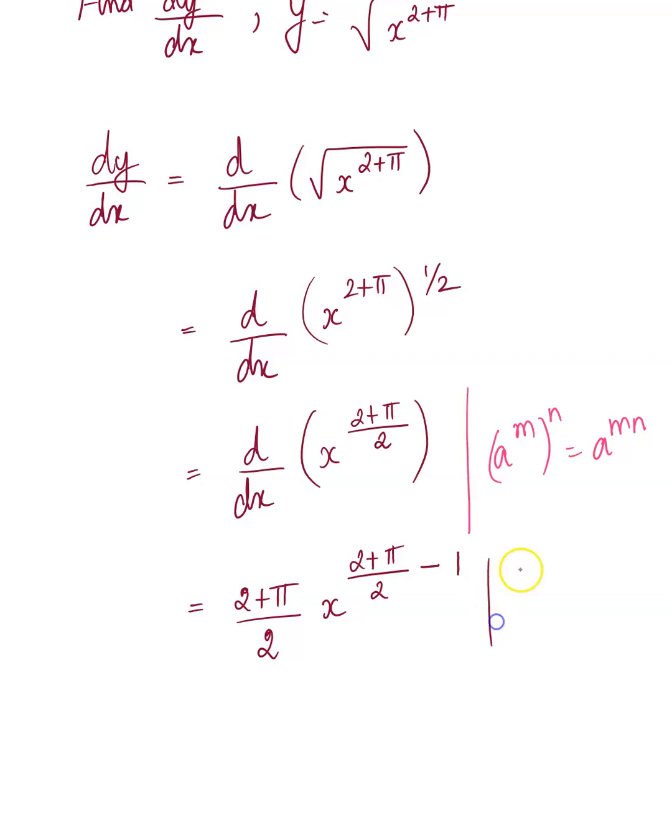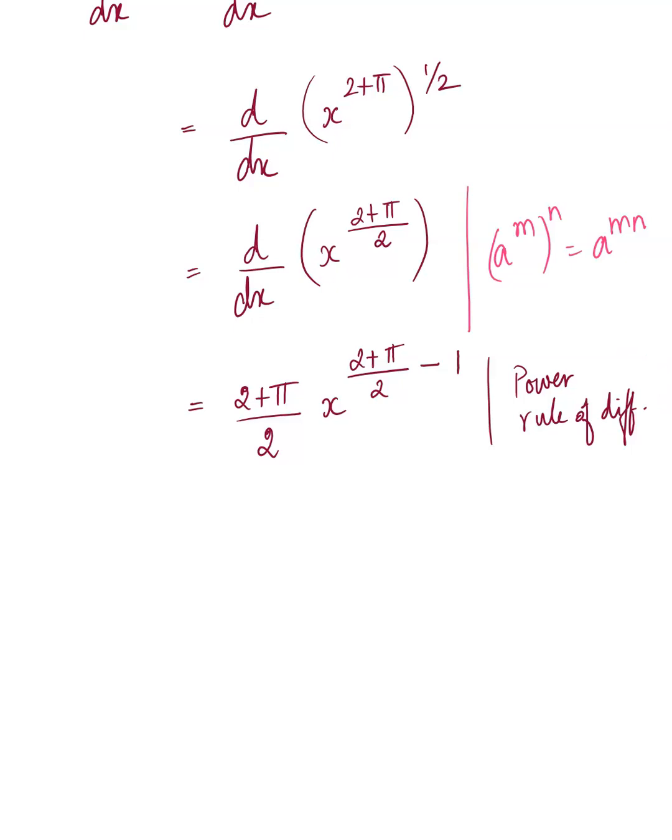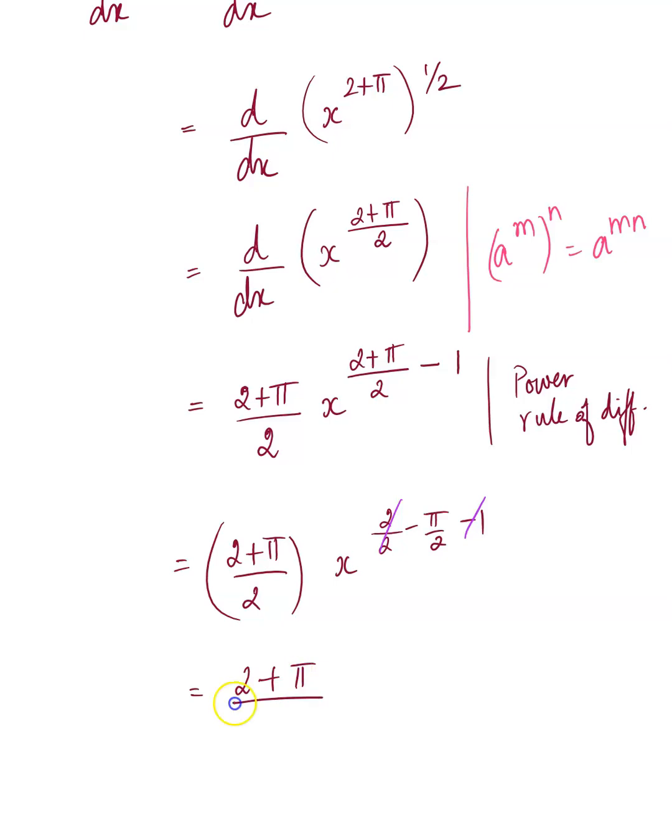All right? So that will be our power rule of differentiation. So that's (2 plus pi) over 2. Let's keep it together there. Focus on the power here. So if I separate these fractions, I get 2 over 2 minus pi over 2 minus 1, right? 2 over 2 is 1 itself. So 1 minus 1 will be 0. So those two will go away. And that helps me to come back here as (2 plus pi) over 2 x power negative pi over 2.